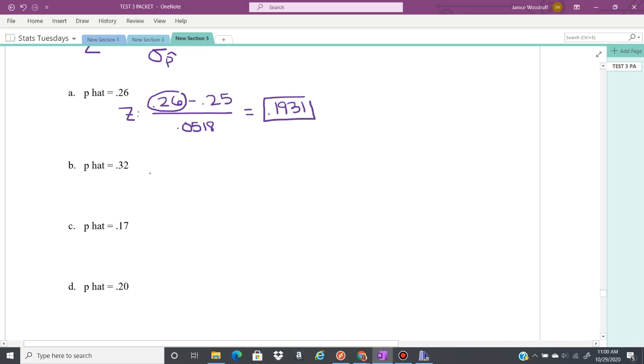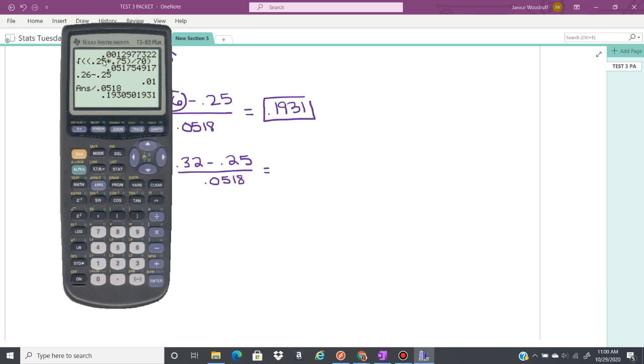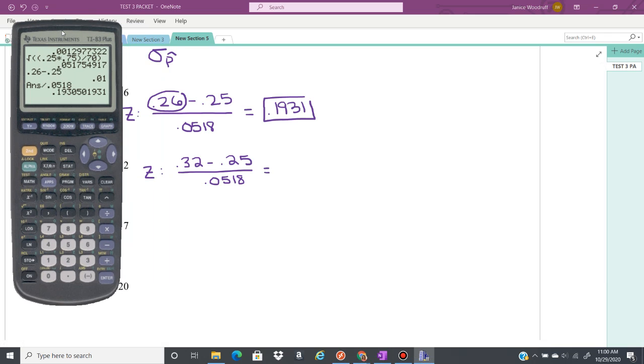Okay, so for 0.32, 0.32 minus 0.25 over 0.0518. So that's going to give us 1.3514.